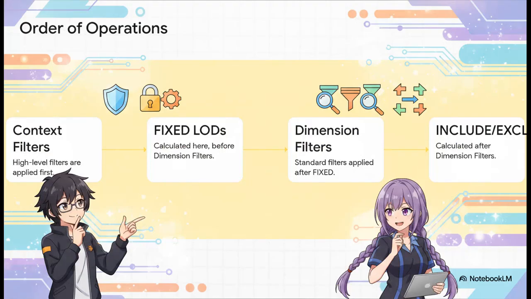And this slide right here shows you exactly why that is. This is a simplified look at Tableau's order of operations, kind of like the secret recipe. And notice where everything happens. Fixed LODs get calculated way up high in the pipeline, right after context filters. But regular dimension filters, they come way later. And after that, the include and exclude LODs are calculated. Seriously, knowing this order is the absolute key to getting LODs to do what you want them to do.